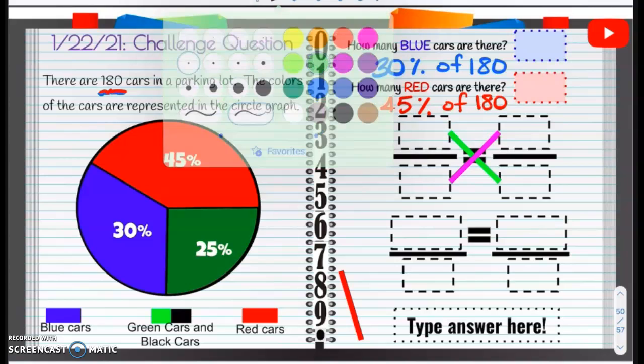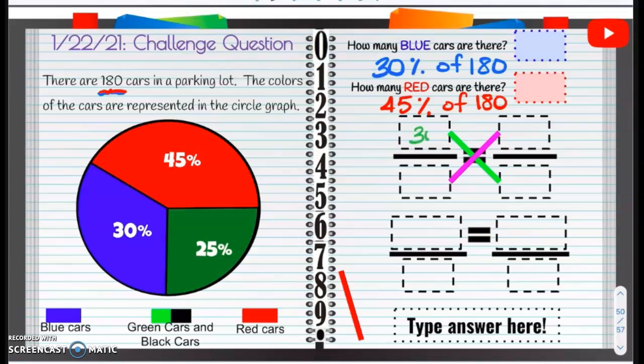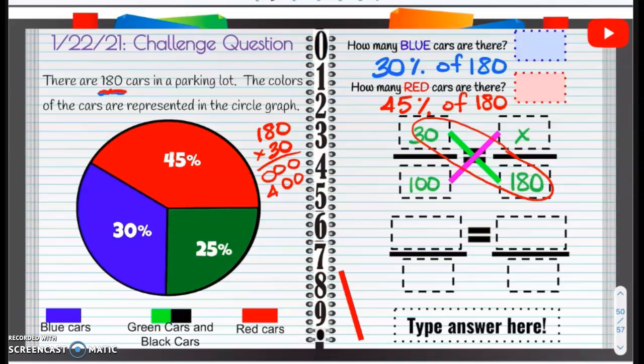So first one, 30% is 30 out of 100. And we don't know what number that is, but we do know the total cars are 180. So now we can solve it. So 180 times 30 is going to be 0, 0, 0. 8 times 3, or 3 times 8 is going to be 24. 16, 17, 19, 20, yes, 24. And then 3 times 1 is 3 plus 2, 4, 5.